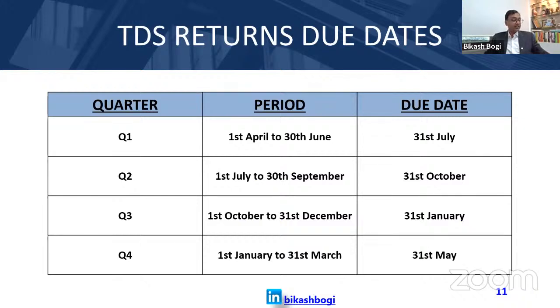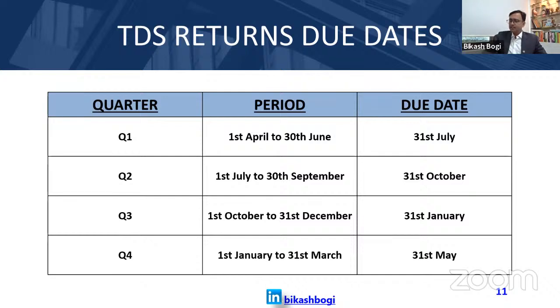TDS returns due date. This is very important. So you should remember the TDS returns due date for quarter 1, quarter 2, quarter 3. The due date is 1 month after the end of the quarter. For quarter 4, the due date is 31st May. So far as TDS payment is concerned, for every month, the TDS payment due date is 7th of the respective month. In case of 31st March, the TDS payment due date is 30th April.